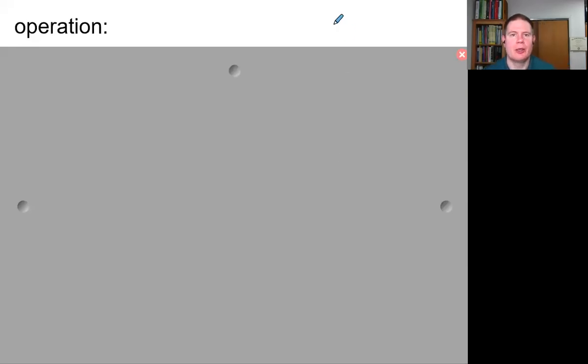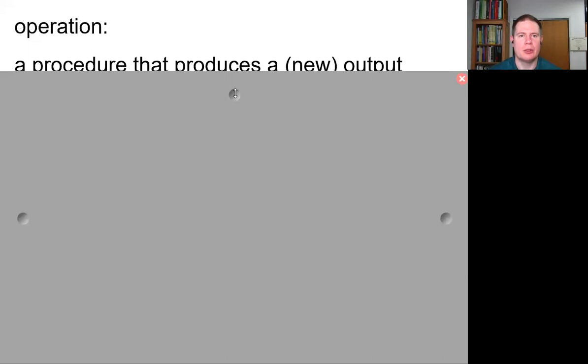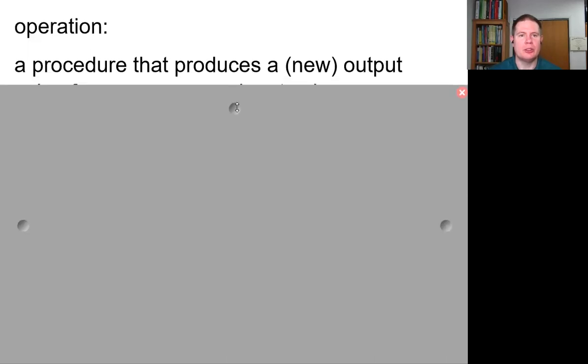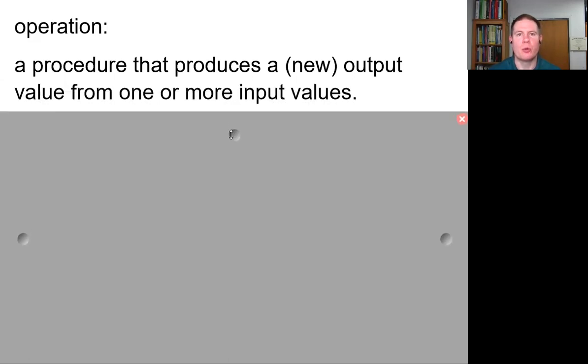Hello and welcome back. We're going to pick up where we left off last time, and that is in looking at operations. Do you remember my definition for what an operation is in mathematics? Well, here it is for you. It's a procedure that produces a new output value from one or more input values. Okay? And we started to look at some operations.